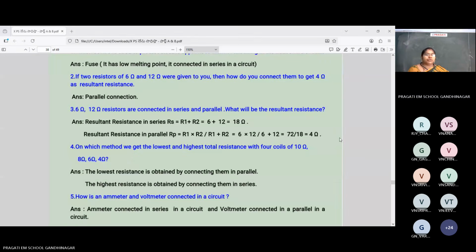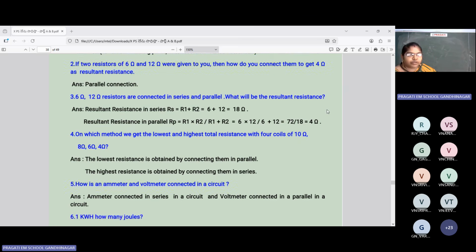The physical quantity which remains constant in the series combination is current, and the quantity which varies is potential difference. The ratio of the potential differences in the series combination is equal to R1 is to R2. Like that, in the parallel combination, the physical quantity which remains constant is potential difference, and which varies is current. Yes, if 6 ohm and 12 ohm resistors are connected in series and parallel, what will be the resultant resistance? You can do it very neatly.